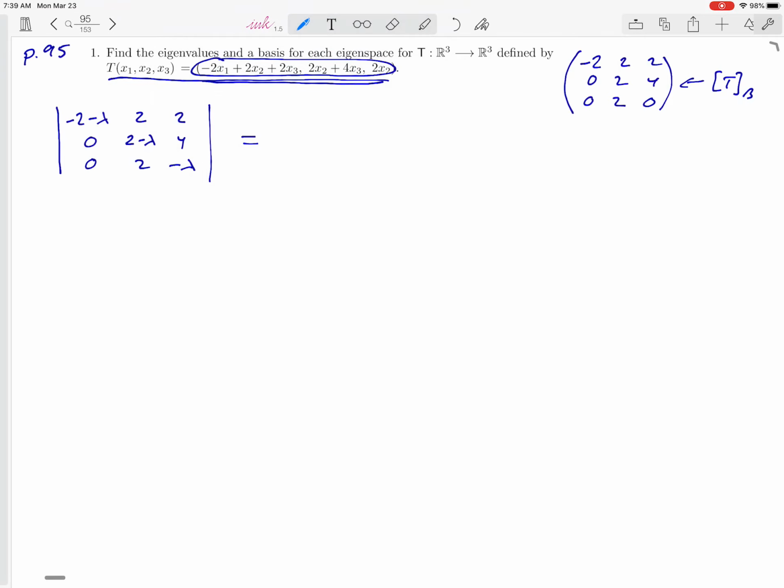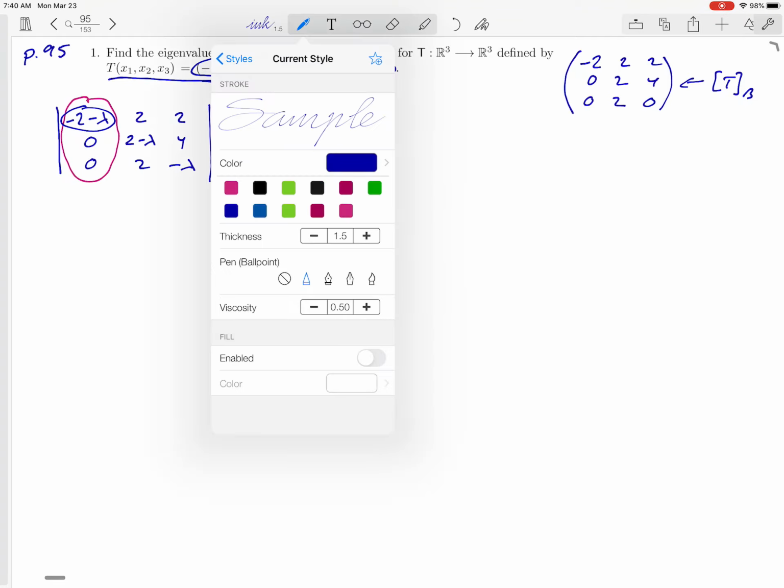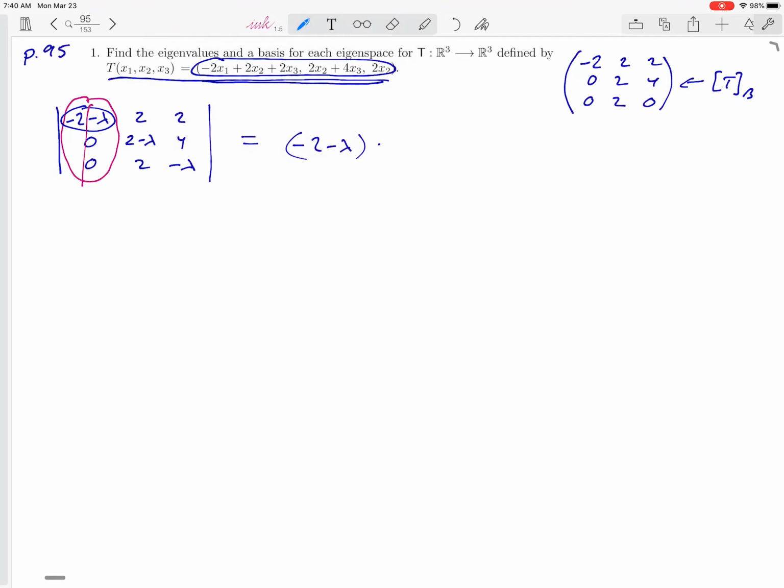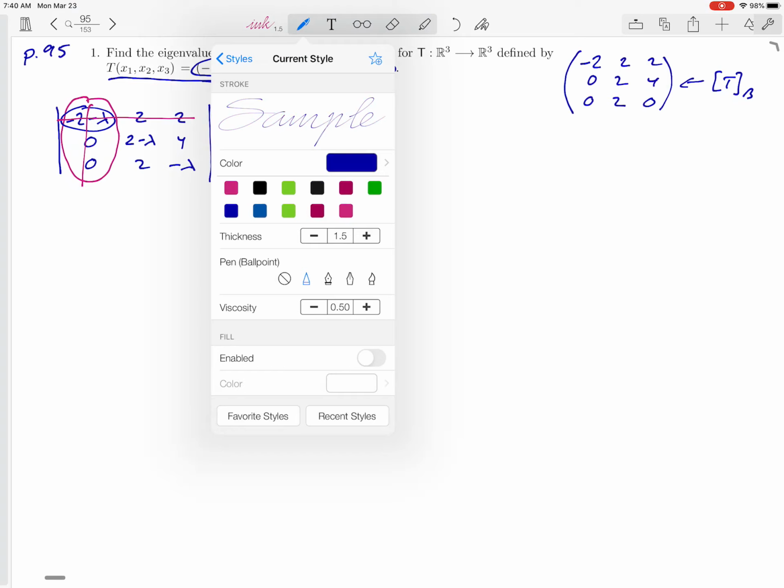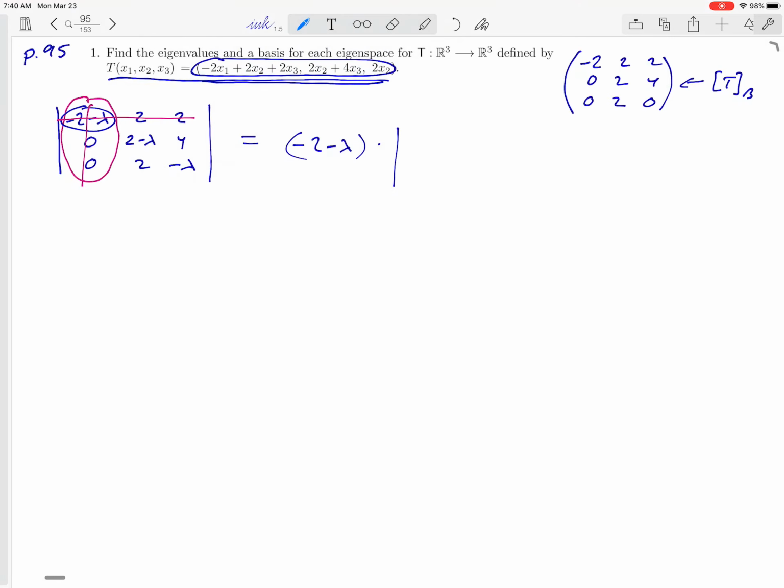In this case, probably easiest to take our determinant by expanding along that first column because we've got 2 zeros there. So we are going to get, starting with the negative 2 minus lambda, that number multiplied by the determinant of the 2 by 2 that we get by crossing out the row and the column that negative 2 minus lambda is in. You might remember this process from the last chapter. So what's left over is just the 2 by 2 matrix that looks like this.